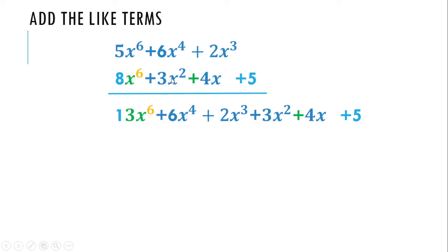After that, we understand that the first polynomial has completed. Then write down all the remaining terms of the remaining polynomial to the resultant. So we will write down 3x square to the result, then 4x to the result, then 5 to the result. So our final result is 13x raised to 6 plus 6x raised to 4 plus 2x cube plus 3x raised to 2 plus 4x plus 5.